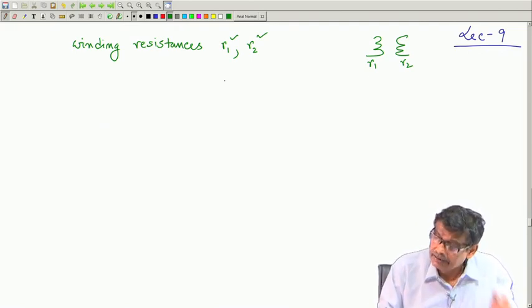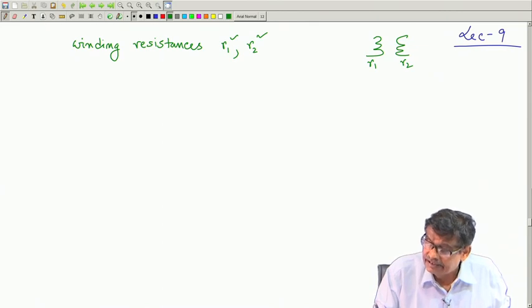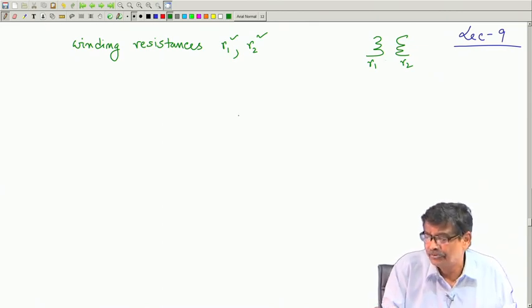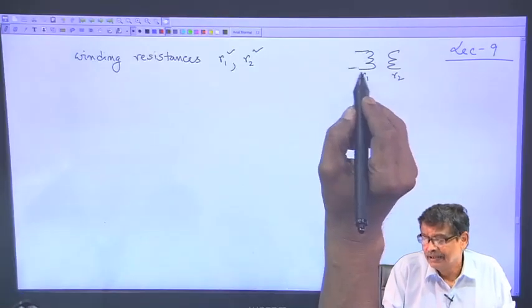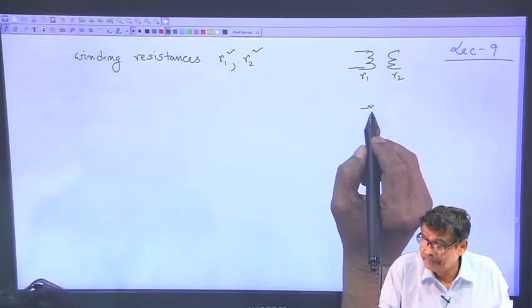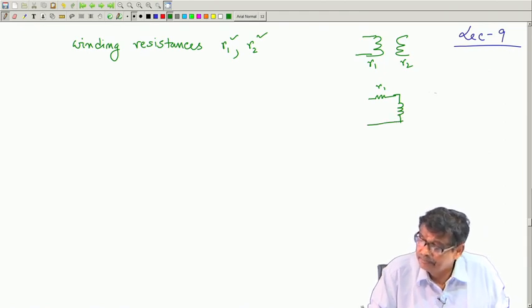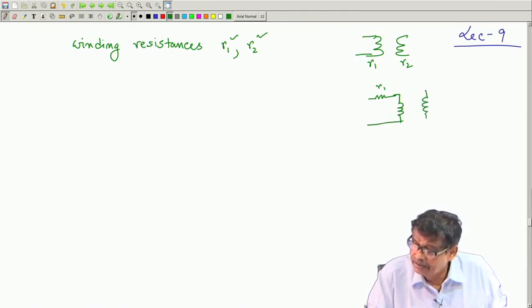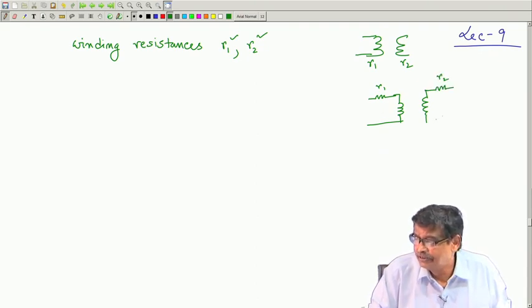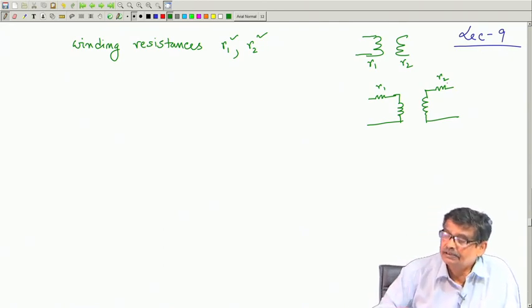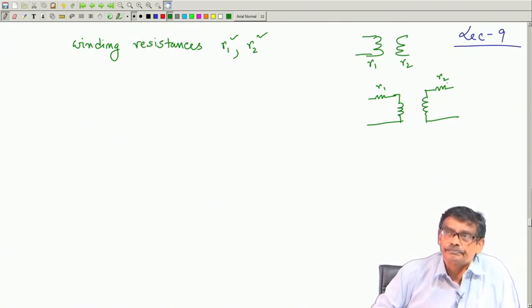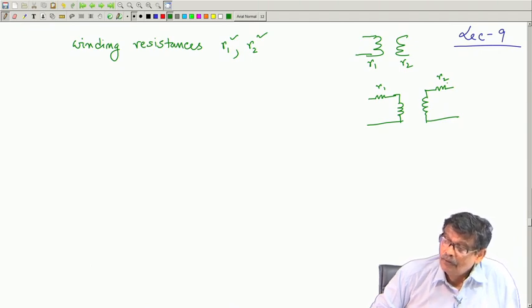And it looks like this resistance, which is of course distributed, can be considered to be lumped, and I can show it like this. Similarly, for this coil, this resistance I will consider it to be lumped and represent it like this. This is how I can represent. Okay.